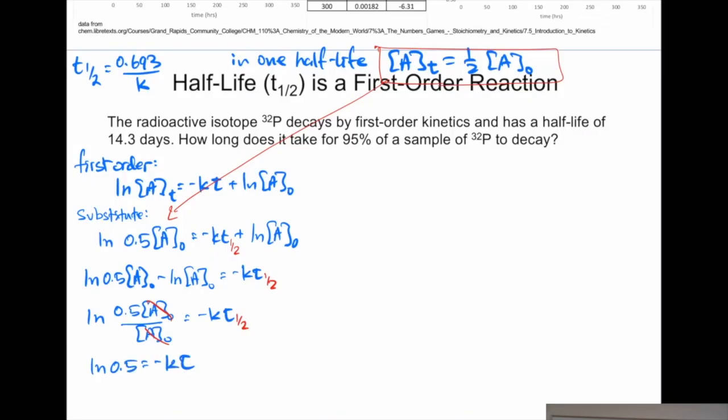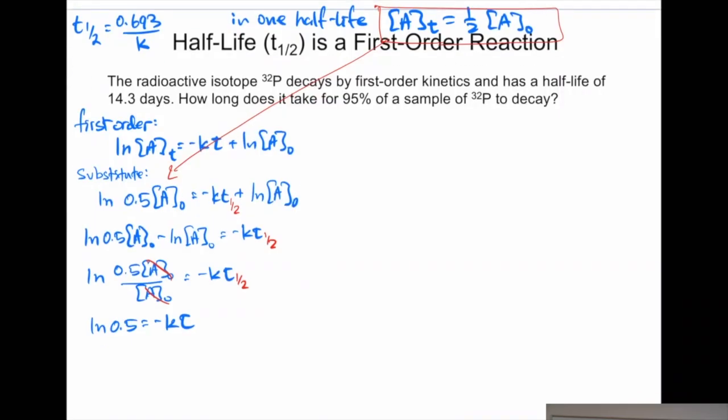And if you punch in your calculator, what's the natural log of 0.5? Would that t be also half or no?